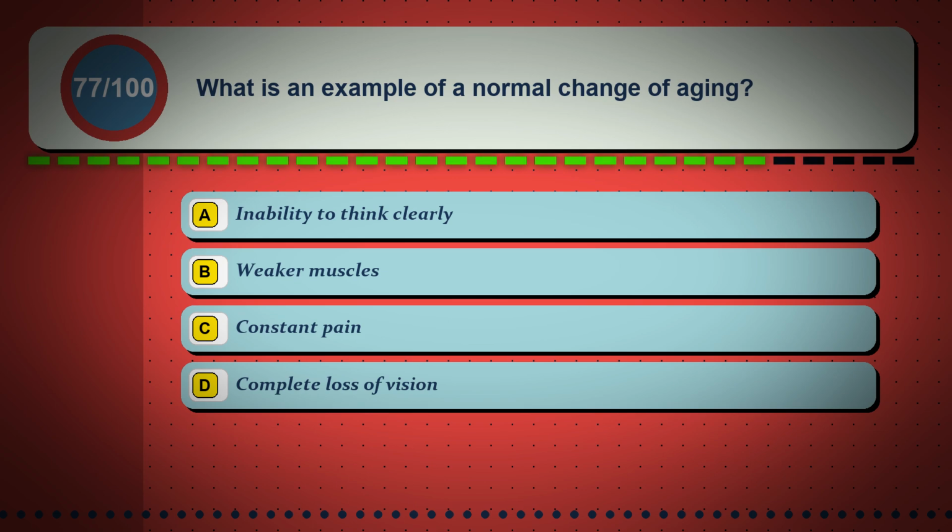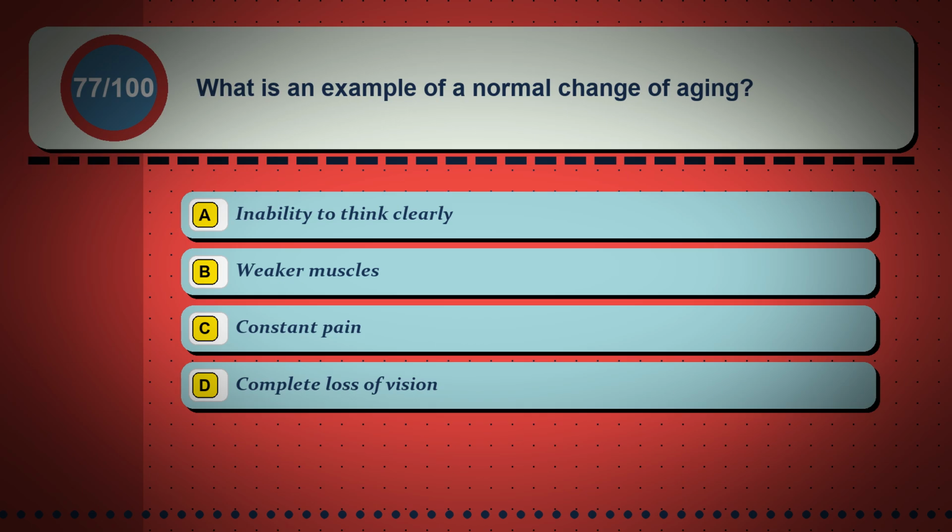Question 77. What is an example of a normal change of aging? Option A. Inability to think clearly. Option B. Weaker muscles. Option C. Constant pain. Option D. A complete loss of vision.